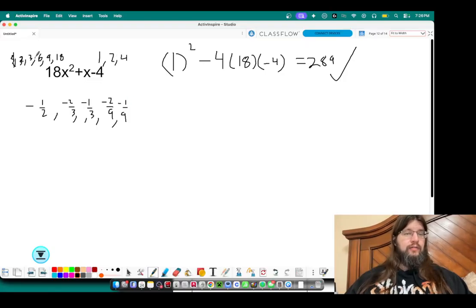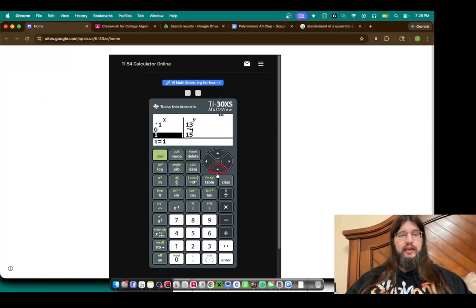Okay. 4 over 3 is not. 4 over 6 is, but it's 2/3, we already got it. 4 over 9, that's a new one, so -4/9. 4 over 18, that's 2 over 9, so we already got that. Okay. One of these will, well, two of these will work. So that's 1, 2, 3, 4, 5, 6 things we need to check.